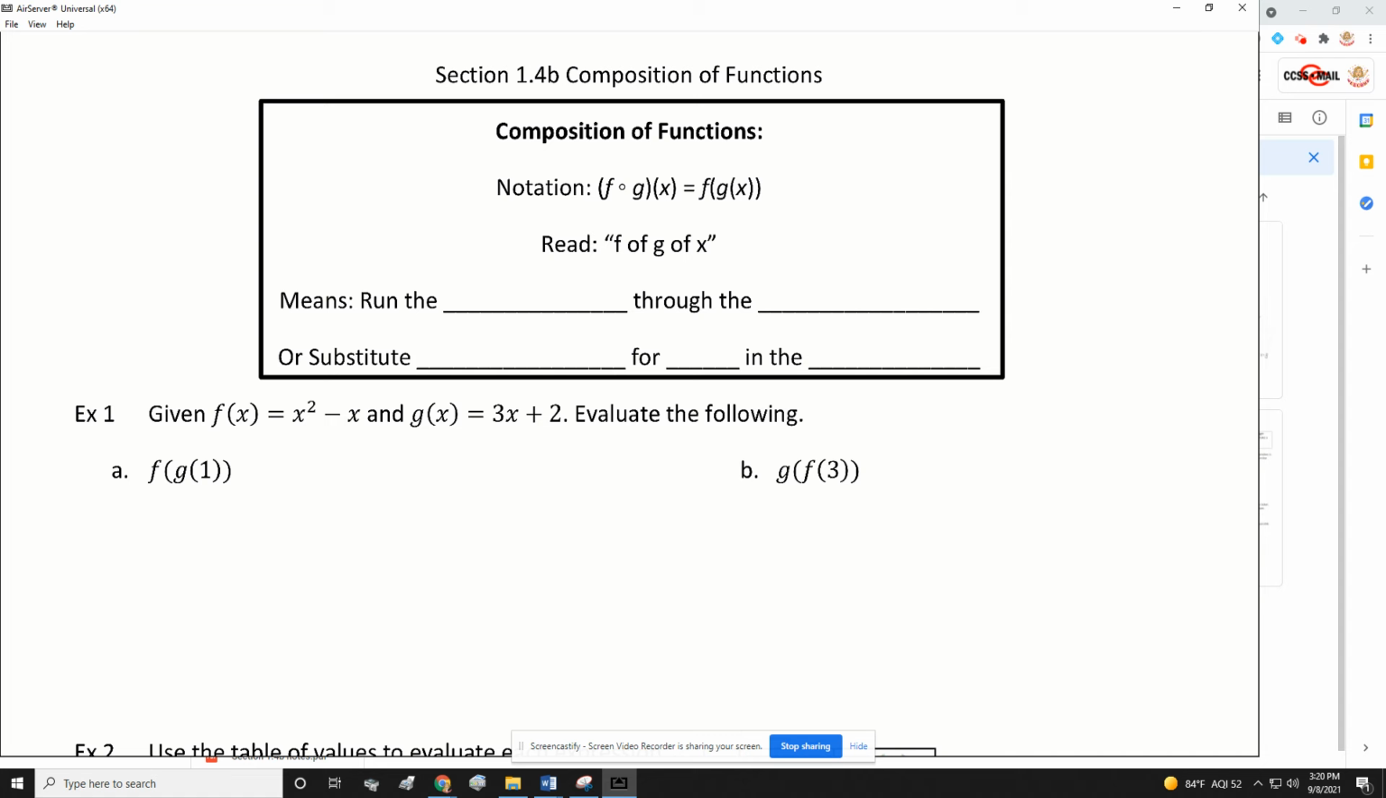All right, and it kind of means the same thing that we've talked about with function notation before, like f of 2. It means the x becomes 2. The difference is here, the x becomes a whole different function. So there's two ways you can think about it. You can think about it as running the g function through the f function.